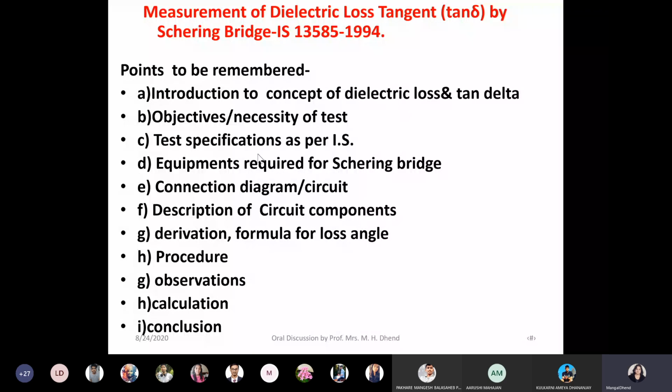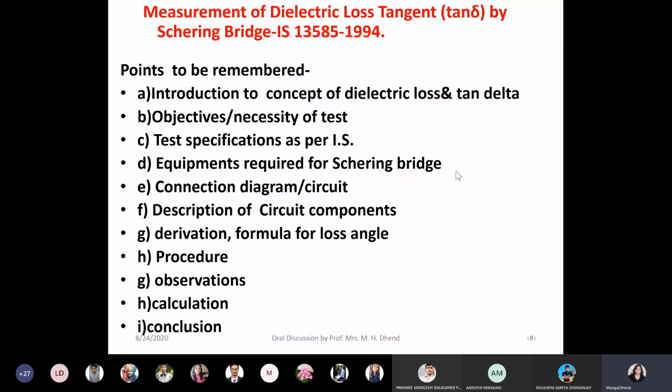Then test specifications we will see. This experiment we will not perform in our lab because we don't have a high voltage Schering bridge. So this experiment will not be performed, but the earlier three tests we will perform. But definitely we will try to see it in the virtual lab if it is available.